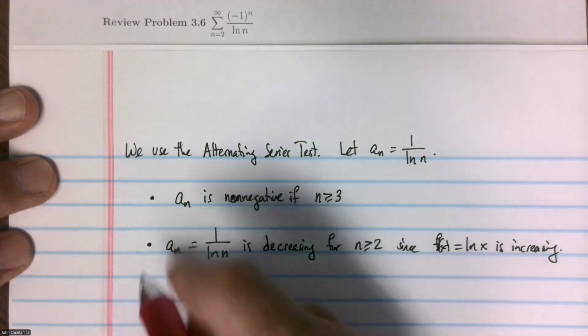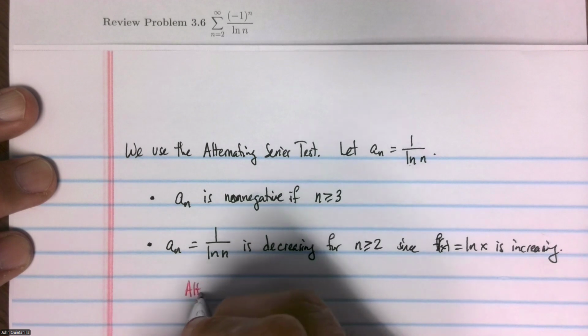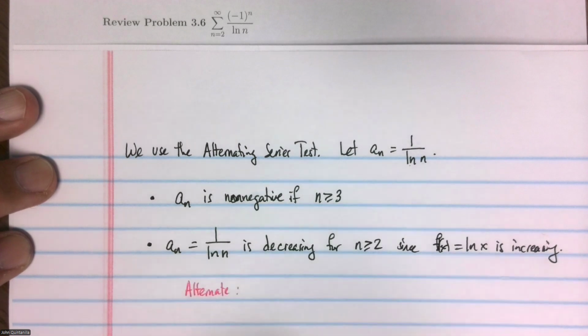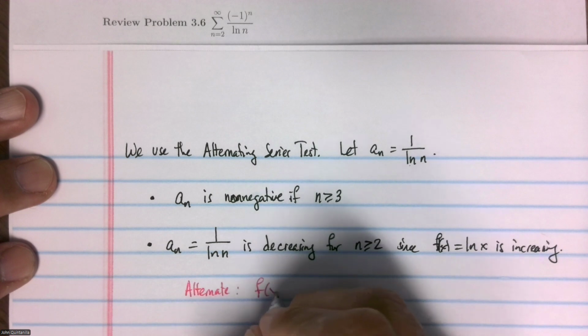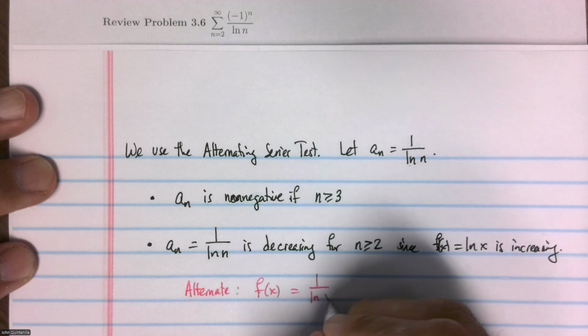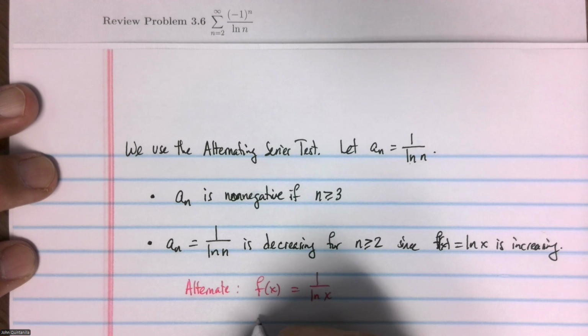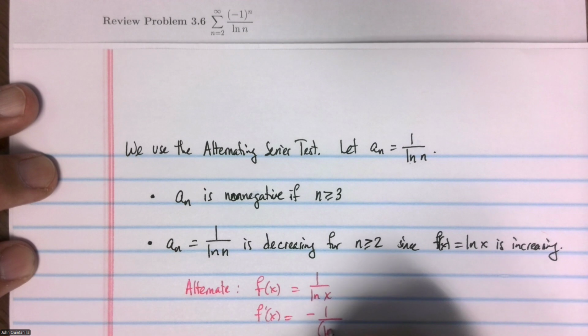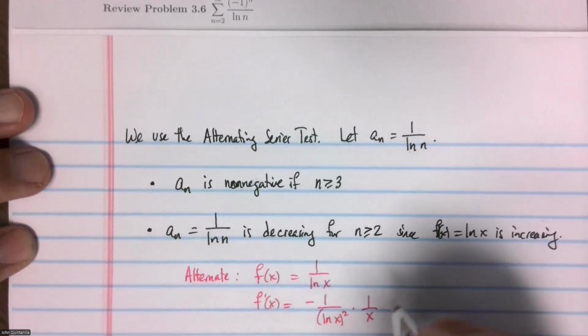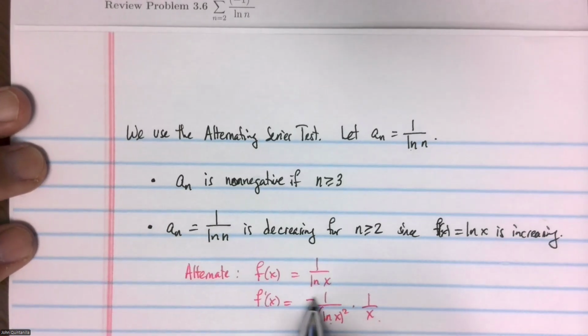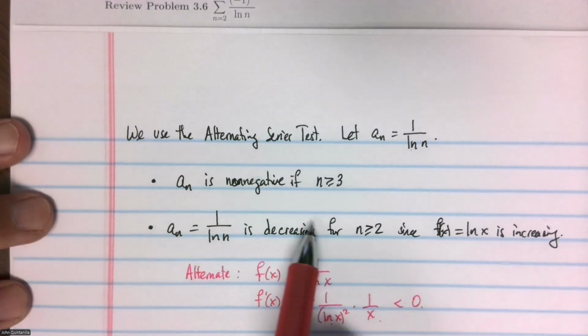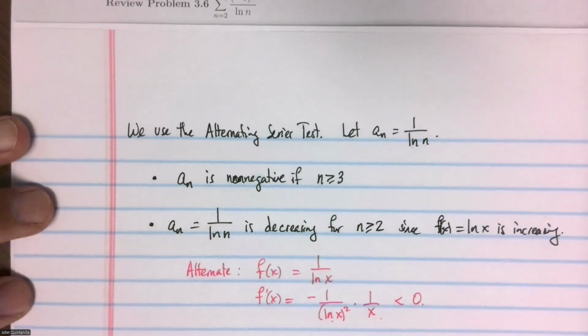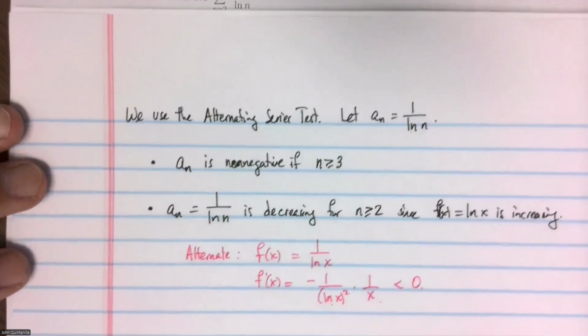Now, alternatively, let me put an alternate way of doing this in pink. If we take a look at f of x is equal to 1 over natural log x, then f prime of x is equal to negative 1 over natural log of x squared times the derivative of the bottom, which is 1 over x. Okay, so positive, positive, negative, that's clearly a negative number. And so the derivative is negative, which means that the function is decreasing. Okay, so either way, it is decreasing.